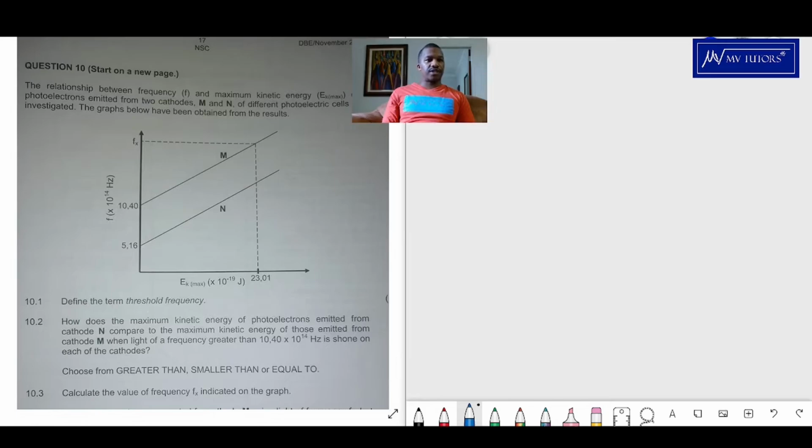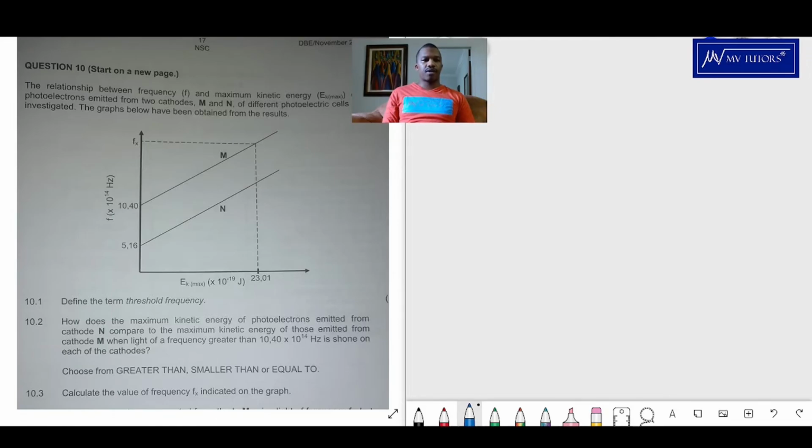So, question 10 says, the relationship between frequency and maximum kinetic energy of photoelectrons emitted from two cathodes, M and N, of different photoelectric cells is investigated. The graphs below have been obtained from the results. Okay, so I see that's the frequency there. That's the kinetic energy over on the x-axis.